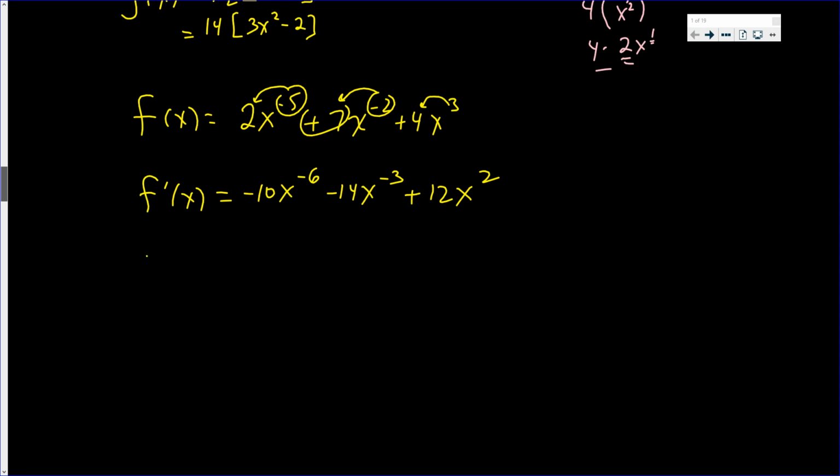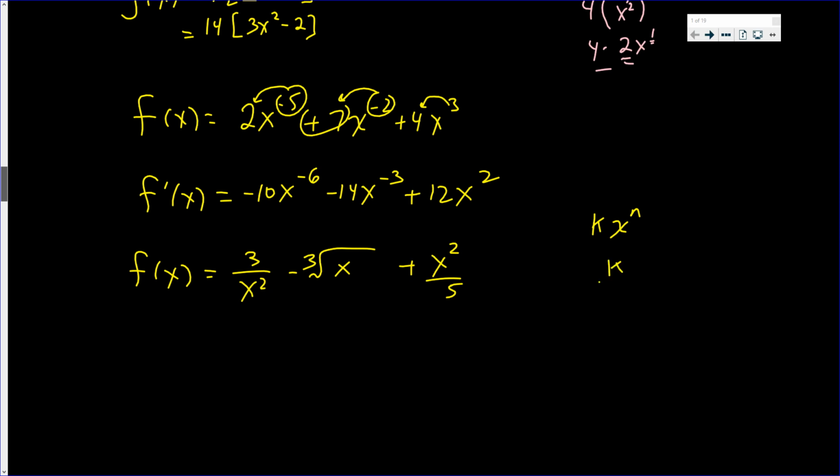But now, what if you have this? f of x is equal to 3 over x squared minus the cube root of x plus x squared over 5. You only know how to take the derivative of a constant times x to a power. Not 1 over x to a power, not a constant over x to a power, not 1 over a constant x to a power. You only know how to take the derivative of a constant times x to a power.